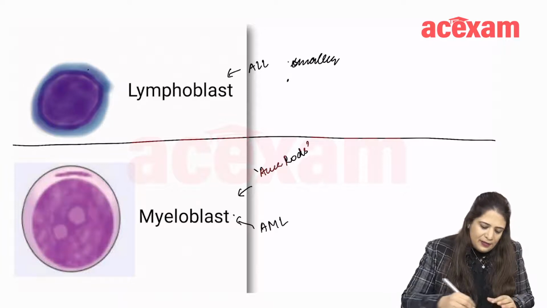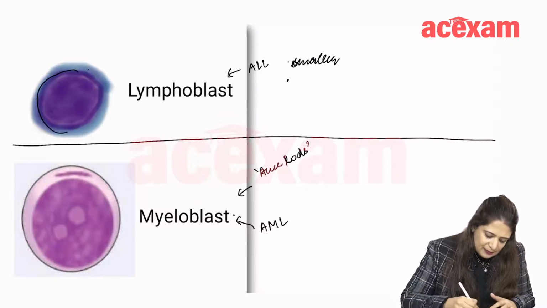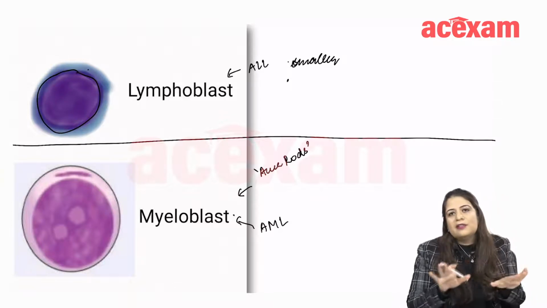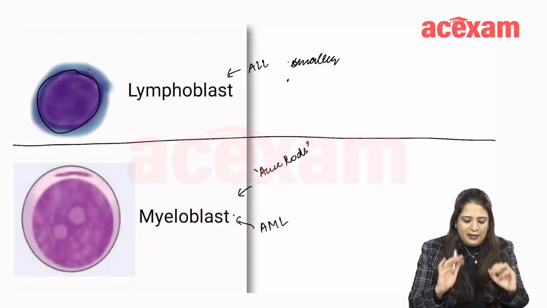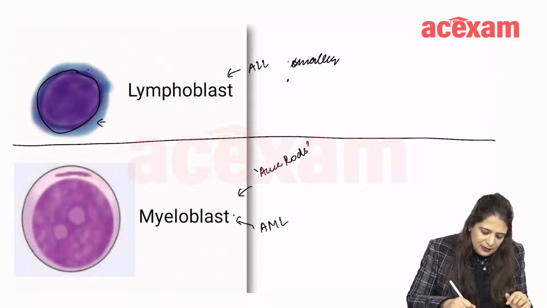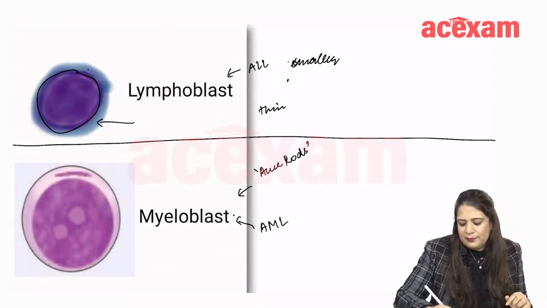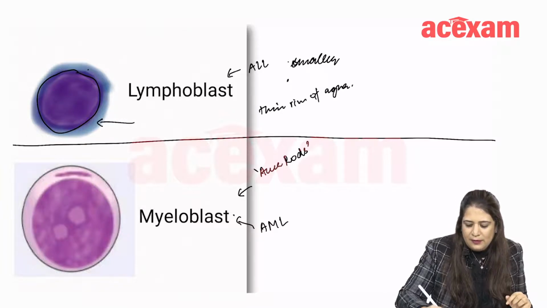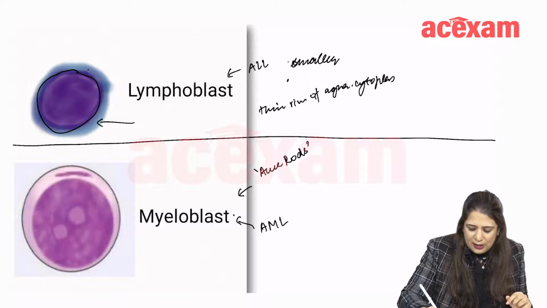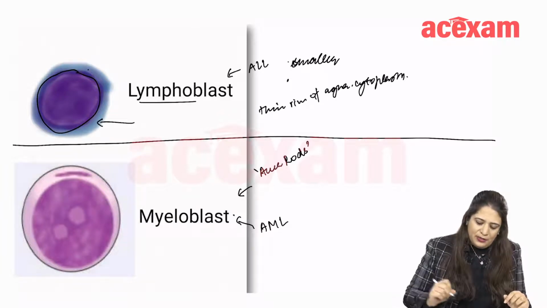If you look at the nuclear chromatin, it is relatively homogeneous and fine, and there is a thin rim of pale blue, agranular cytoplasm. These are the features seen in lymphoblasts.